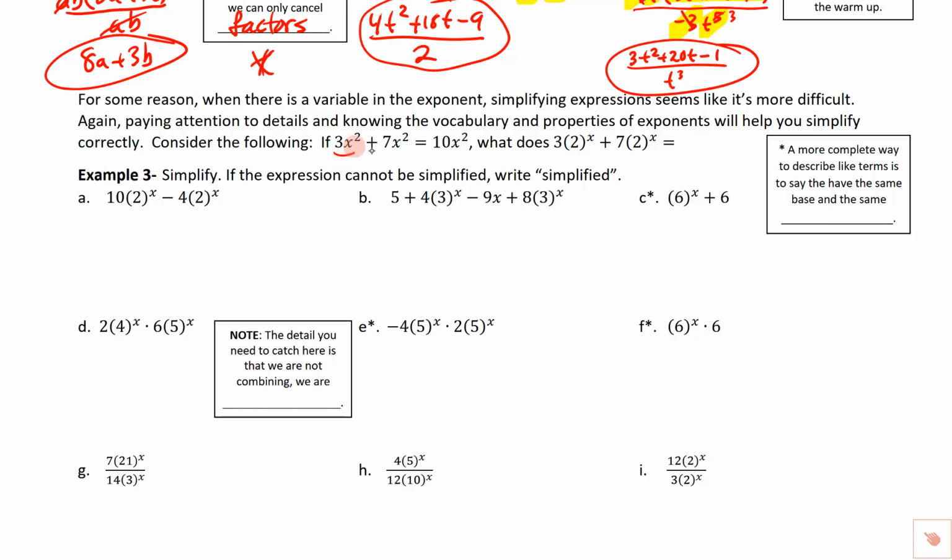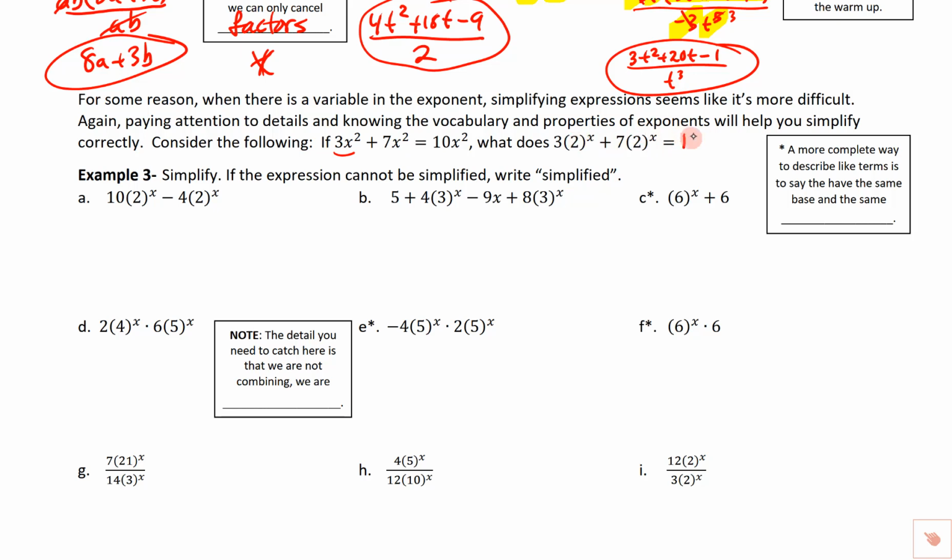It says if 3x squared plus 7x squared is 10x squared, and I don't think anybody would argue with that. We've been doing that for a long time. It says, what does 3 times 2 to the x plus 7 times 2 to the x equal? Well, if you take a look at the structure of these two problems, they're basically exactly the same. This says 3 of those x squareds plus 7 of those x squareds is 10 of those x squareds. Well, this is saying exactly the same thing. This is 3 2 to the x's plus 7 2 to the x's. So these have the same base and they have the same exponent.